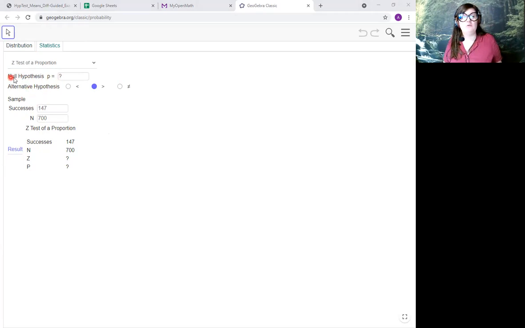The other thing I forgot was to put in a value for my null hypothesis. See where it's like, I don't know. It tells me how many successes. It tells me my N. It cannot calculate my Z, that is my test statistic, or my p-value. I know it's hard because we're doing a proportion. It's a capital P here to remind you that that's the p-value. This is exactly what you would be doing if you were running it in your TI-84.